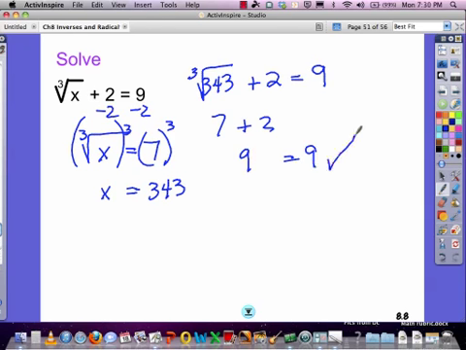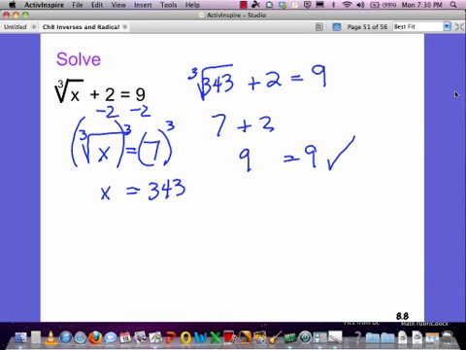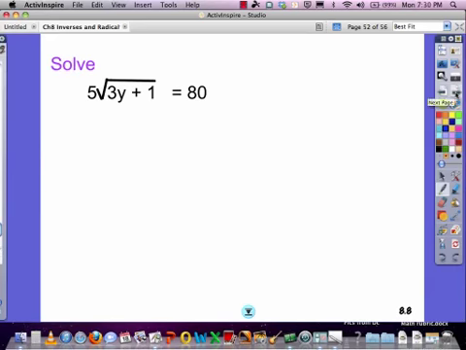So it does work, because there are times when you can get answers that sort of sneak into the picture that don't really make the problem work, but look good along the way. Let's try the next one. This time we're back to a square root, and if we solve this one, again isolate the radical. So job 1, get rid of the 5 by dividing. That would leave us with our square root of 3y plus 1.